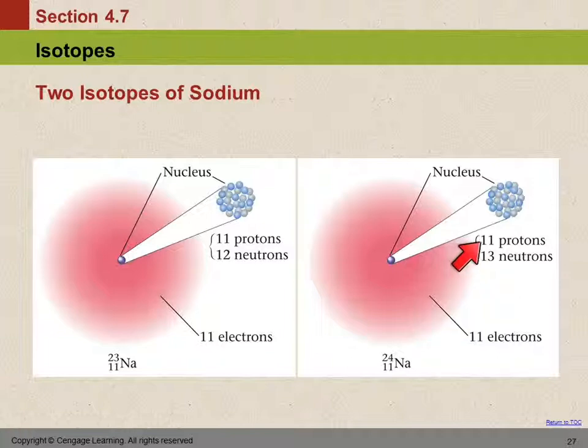The number of protons is what tells us which element an atom belongs to. What these have in common is they both have 11 protons. The number of neutrons makes a very tiny difference in them, but for most of the situations it's not important at all.